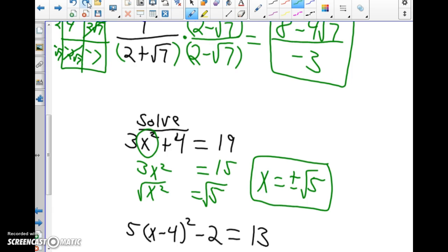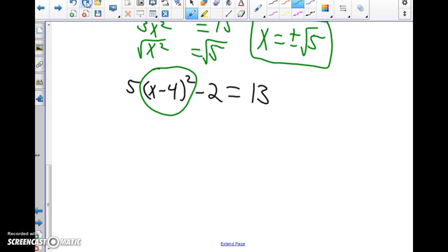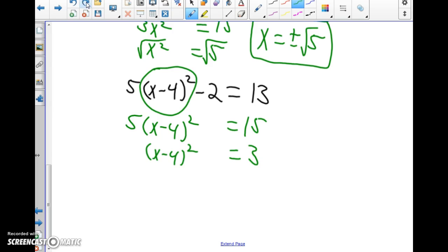There you go. Now you got to get x minus 4 squared by itself. So what's the first thing you have to do? Add 2 to both sides. Yes, here we go. Next, what do I do to get x minus 4 squared by itself? Divide by 5. So we're going to have x minus 4 squared equals 3. Now what's the next thing I do? Remember, if the squared is by itself, now you square root it. So we're square rooting both of these guys. So you get x minus 4.